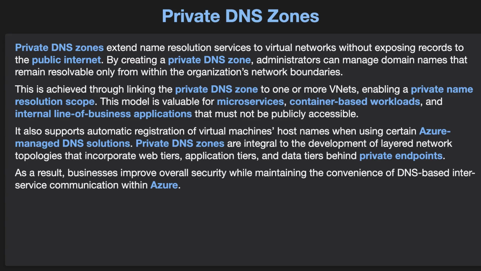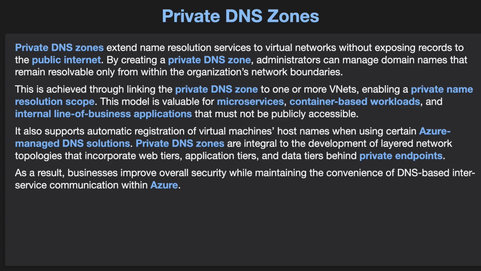Private DNS zones extend name resolution services to virtual networks without exposing records to the public internet. By creating a private DNS zone, administrators can manage domain names that remain resolvable only from within the organization's network boundaries. This is achieved through linking the private DNS zone to one or more VNets, enabling a private name resolution scope. This model is valuable for microservices, container-based workloads, and internal line-of-business applications that must not be publicly accessible.